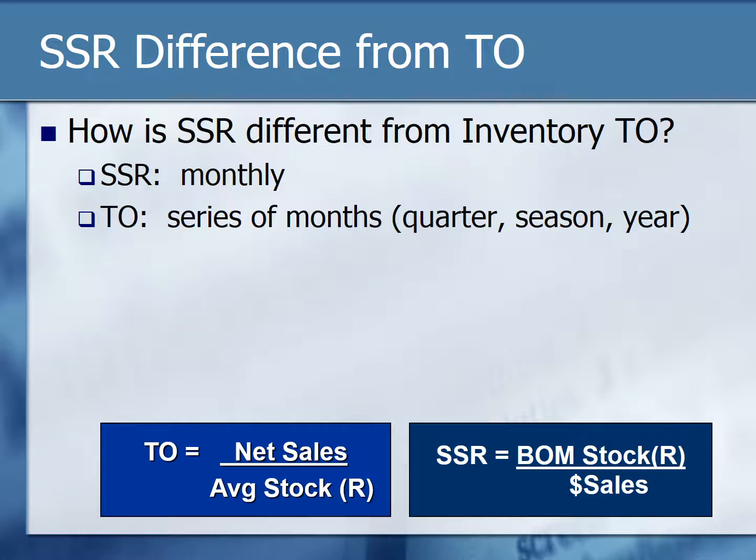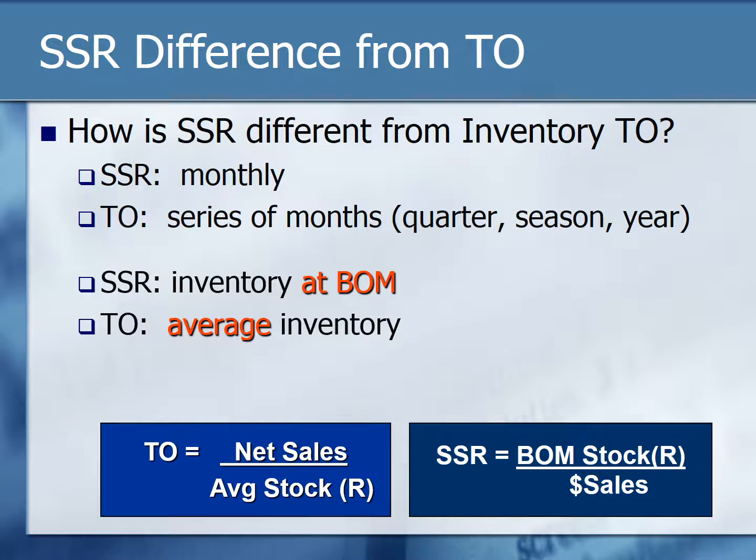The first difference is that the SSR is calculated for each month separately. It's a monthly figure, a monthly plan, right? Because SSR uses the stock at the level of the BOM, the beginning of month stock, as well as the sales, which should be monthly sales. Whereas turnover could be for a series of months. It could be a quarter, season, or year. It could also be calculated for just one month, but it doesn't have to be just one month, right? Whereas SSR has to be for just one month.